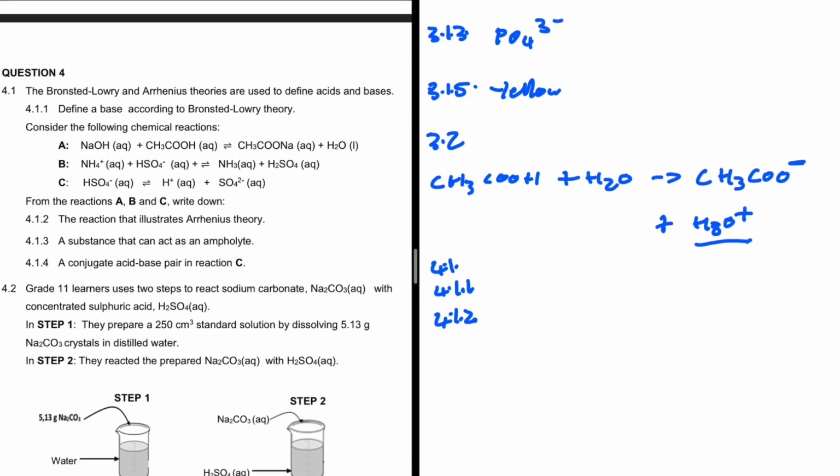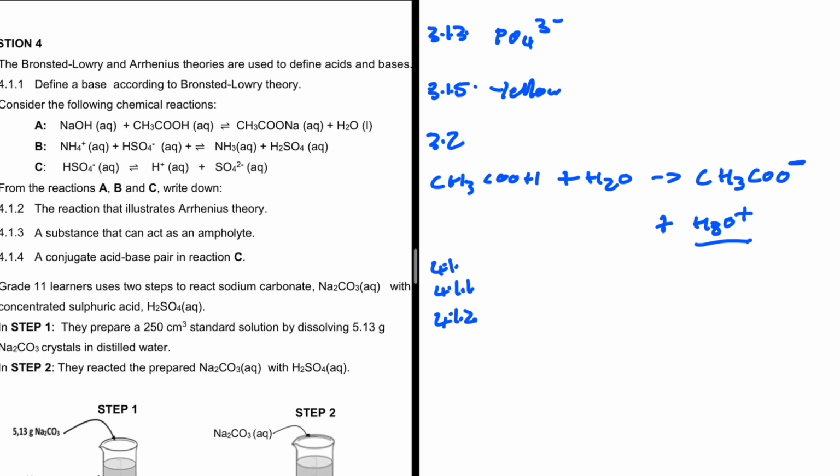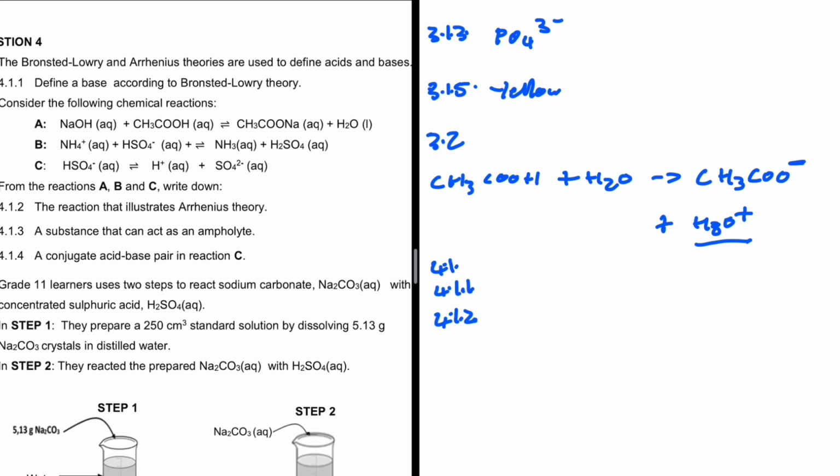Let's take a look at equation A. In equation A, we don't have hydrogen ions, hydronium ions, or hydroxide ions. So that is not a good illustration of Arrhenius theory. Reaction B, same is true. We don't have a hydrogen ion, we don't have hydroxide ions, we don't have hydronium ions. Not a good illustration of the Arrhenius theory.